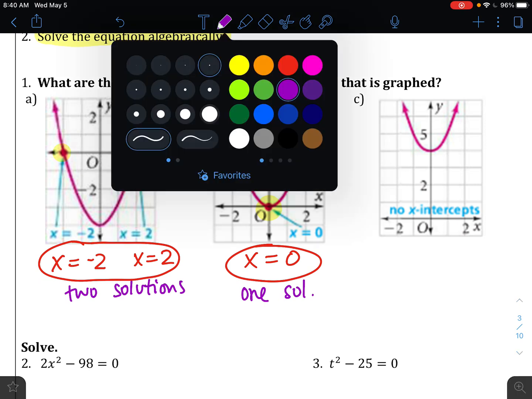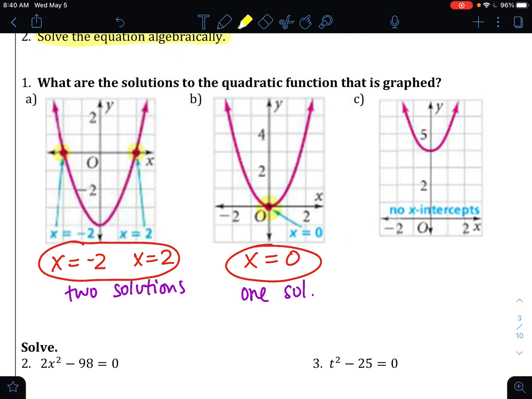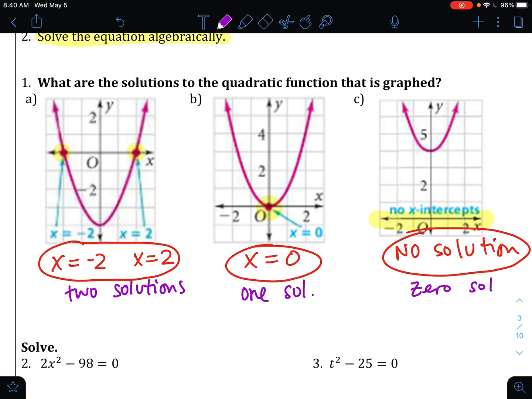And then finally, the third one over here, notice it doesn't even touch the x-axis. So we would call this no solution. Now, when you get to Algebra 2, there is a solution, but it's not considered a real number. You will learn about a whole new subset of numbers called imaginary numbers. So for Algebra 1, though, we are going to say there's no solution. So I'm going to write here 0 solutions.